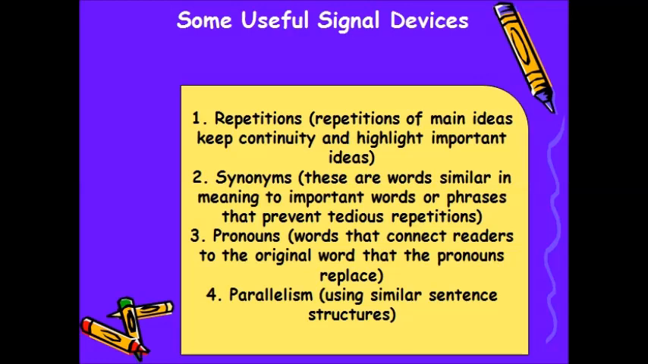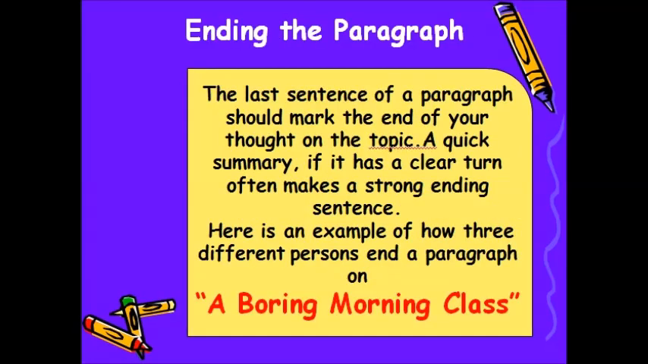Here are some signal devices that we can use in elaborating our paragraph. Number one, repetitions. Repetitions of main ideas keep continuity and highlight important ideas. Number two, synonyms. These are words similar in meaning to important words or phrases that prevent tedious repetition. Number three, pronouns. Pronouns are words that connect readers to the original word that the pronouns replace. Number four, parallelism. Parallelism uses similar sentence structures.